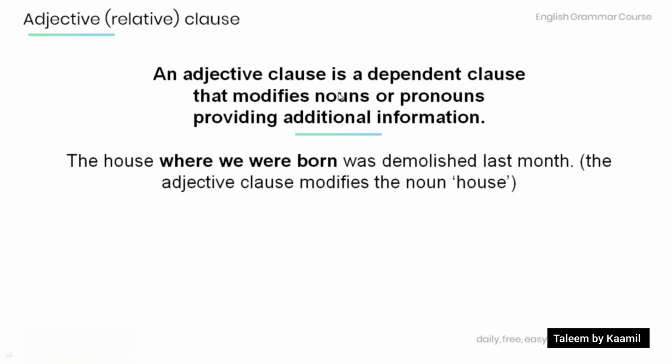An adjective clause is a dependent clause that modifies nouns or pronouns, providing additional information. Have a look at the example over here. The house where we were born was demolished last month. Now, the adjective clause in the sentence, "where we were born," modifies the noun house.